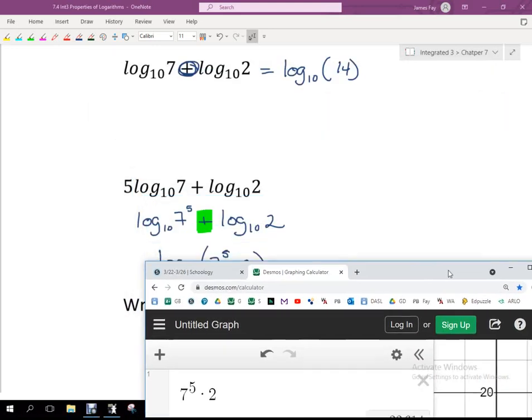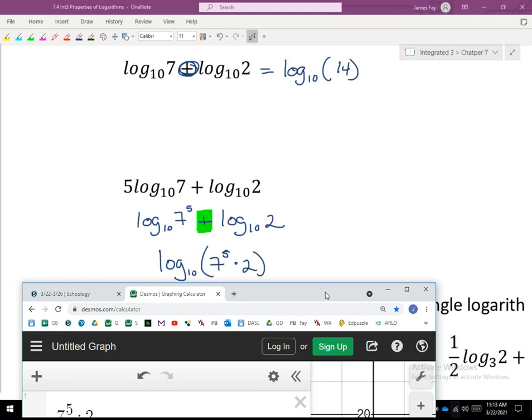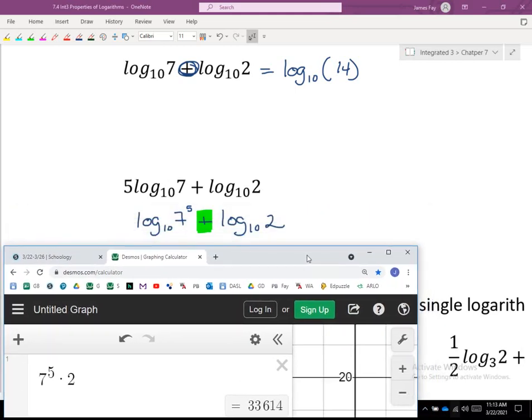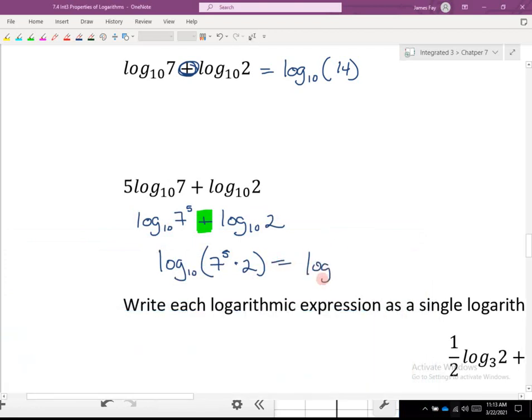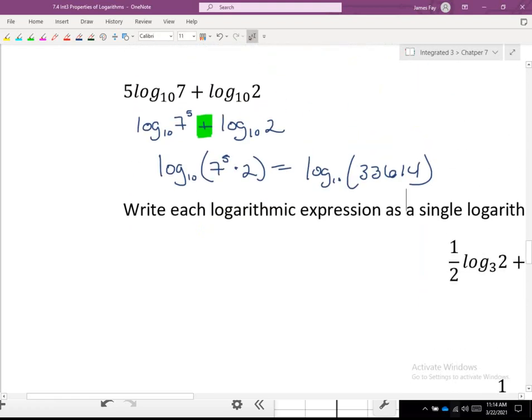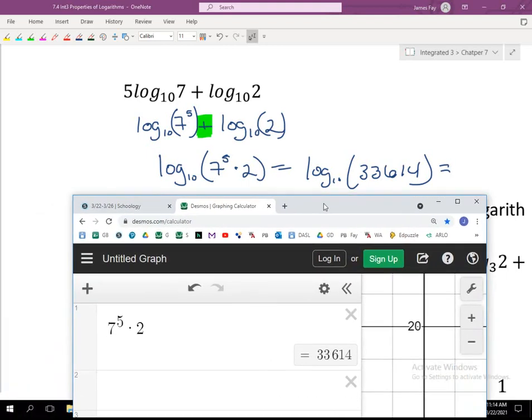So when it says log base 10 of 7 to the 5th times 2, it's actually 33,614. Correct. And parentheses are the best thing to do. So you're saying put this 7 to the 5th in parentheses, like that? Yes. I agree. Nope. You're good.